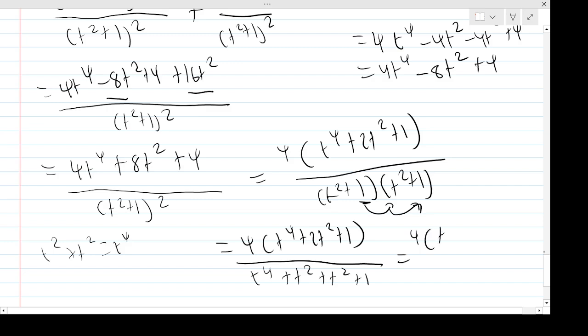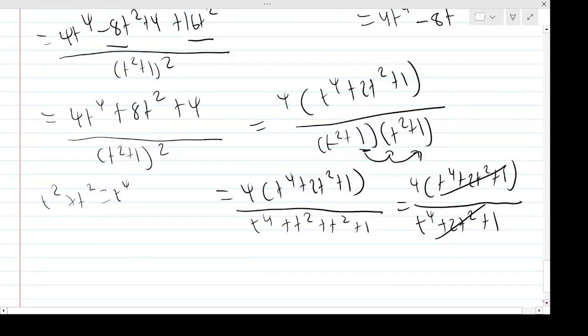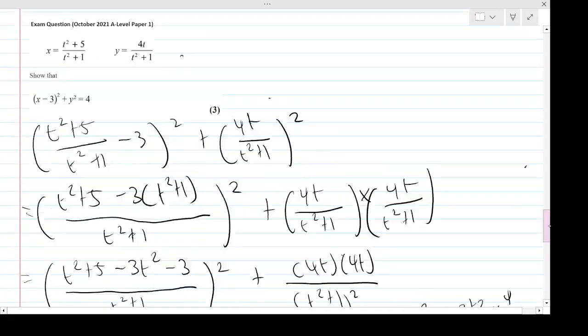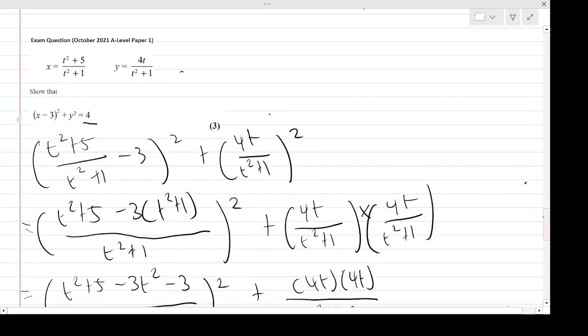That simplifies to 4 t to the 4, 2t squared, 1, and then we can simplify by collecting like terms. Again, we only have t to the 4, but then we have t squared and another t squared, that's 2t squared, add 1. Hopefully now you notice the top bit is exactly the same as the bottom, so we can cancel this out. The other fraction becomes 1, because both the top and the bottom cancel, and we're left with just 4. That is exactly what they asked us to show, that we get 4 at the end of this.